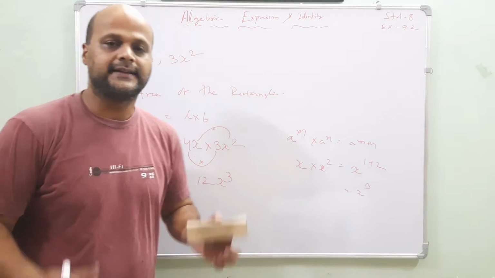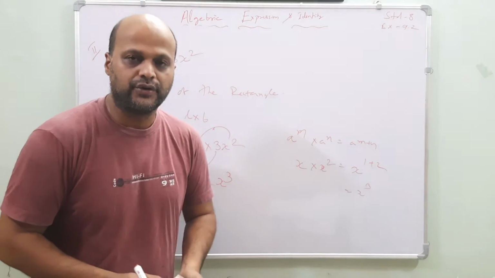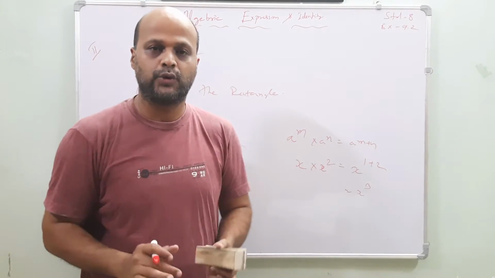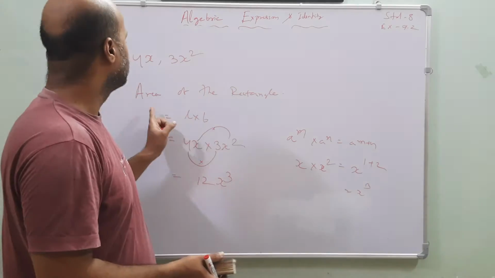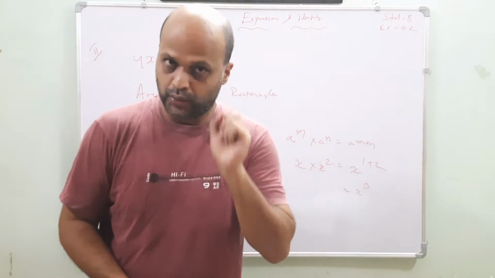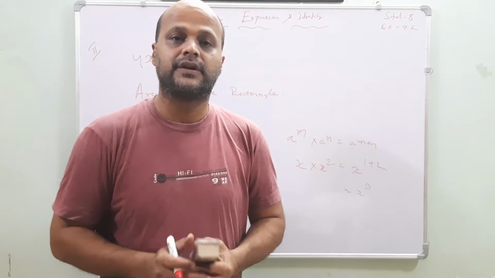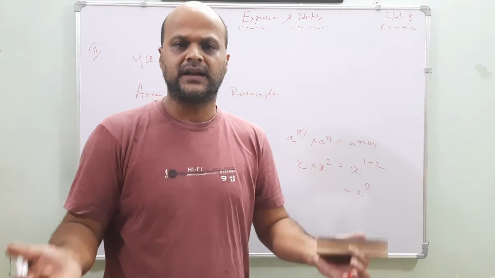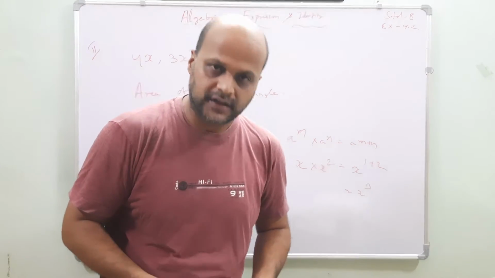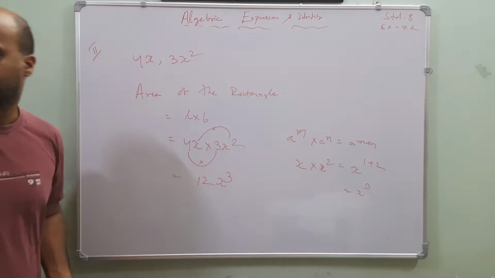Okay? So like this manner, you have to solve your questions one by one by applying the area of the rectangle rule here. And it is very, very important that you remember how these monomials are multiplied with each other. Understood? Okay, very good, my dear friends.